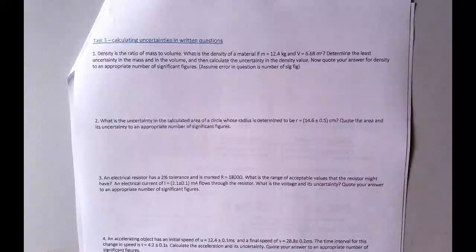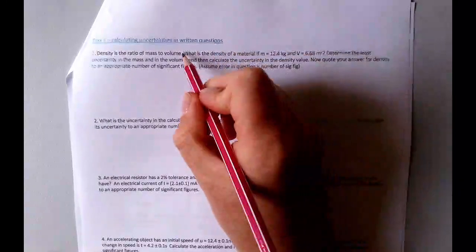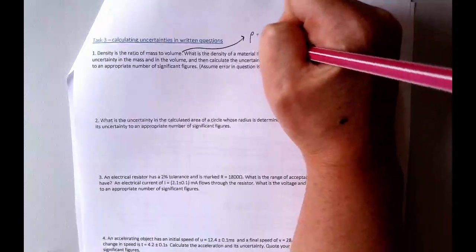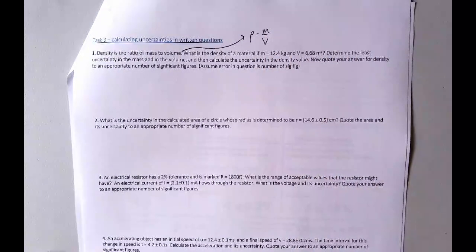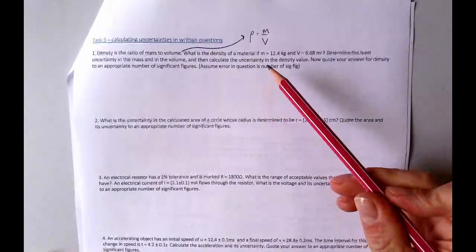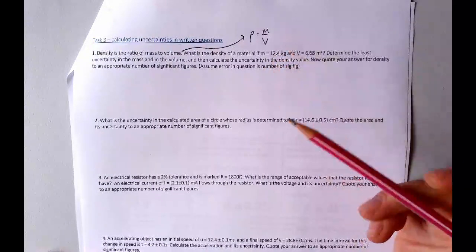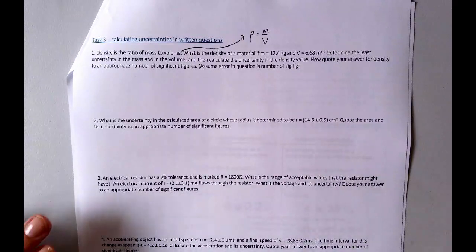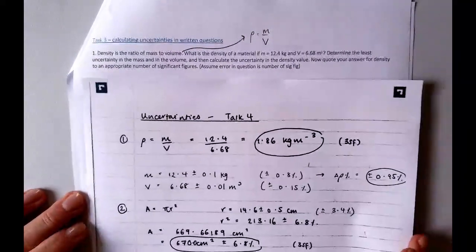Alright, density is the ratio of mass to volume. So we can write that as density is mass over volume. And it asks, what is the density of a material if m is 12.4 kilograms and v is 6.68 meters cubed? Determine the least uncertainty in the mass and the volume and calculate the uncertainty in the density value. And then make sure you've got the right number of significant figures.